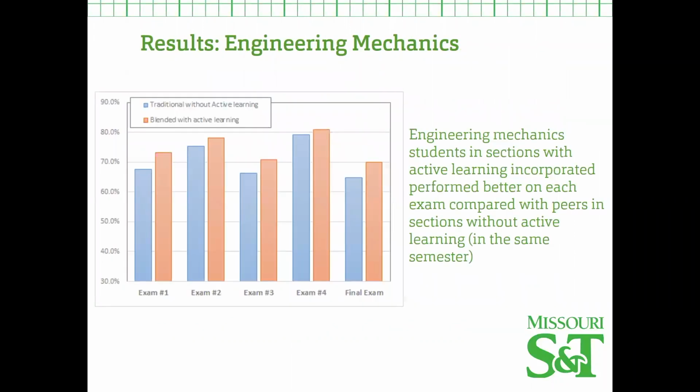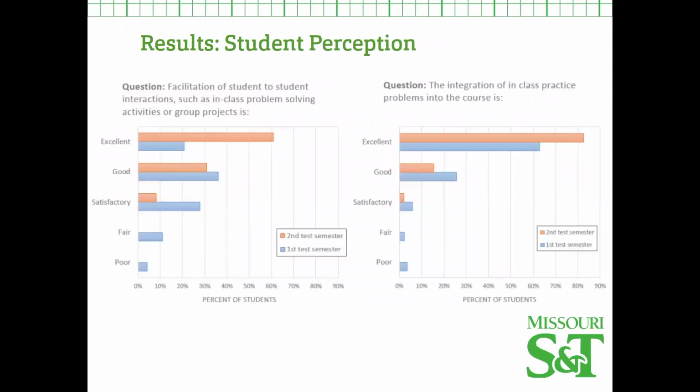As expected based on prior literature, incorporation of active learning strategies appeared to improve the performance of engineering mechanics students compared to their peers in sections without active learning. In addition, student feedback was largely positive and improved as these techniques were refined. Students felt that these activities were effective at facilitating student-to-student interaction, and the activities were well integrated into the course.